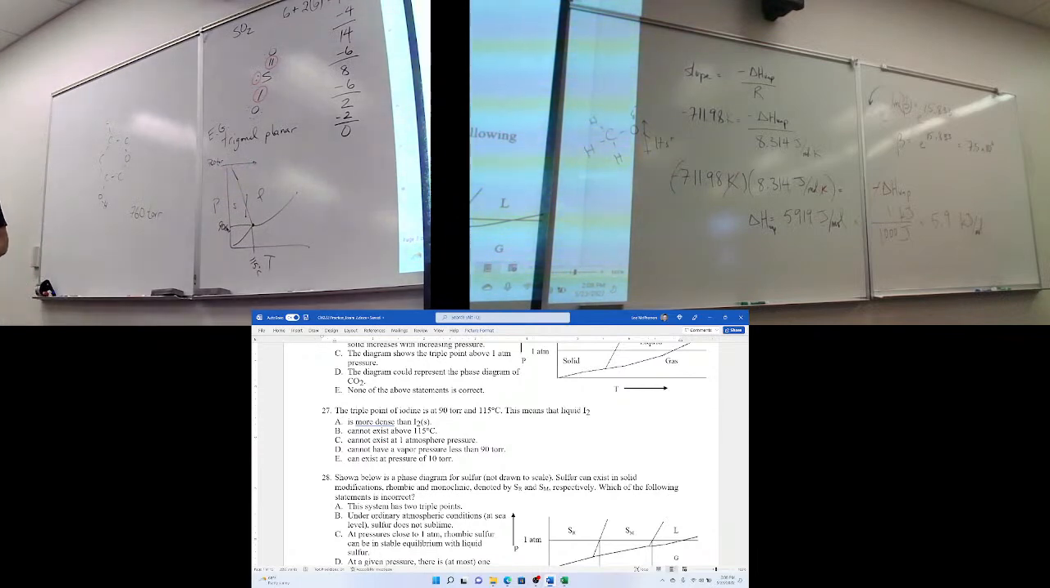Cannot have a vapor pressure less than 90 torr. So this is the tough one, because we really didn't talk about how vapor pressure relates to a triple point.